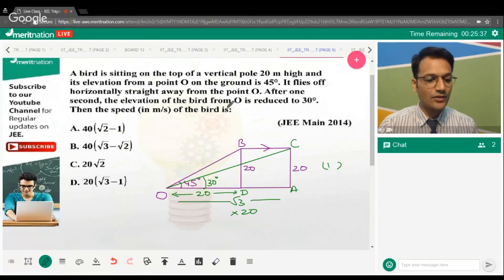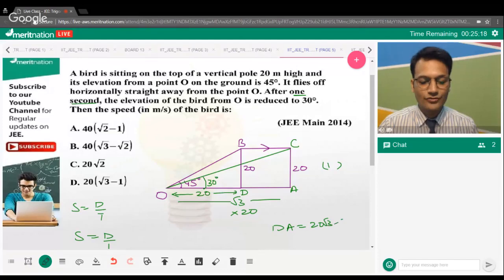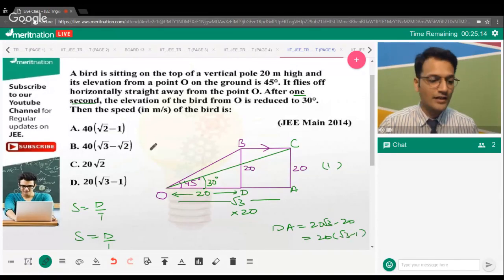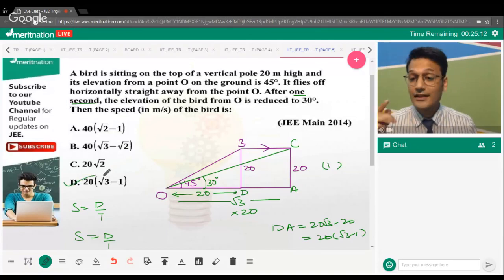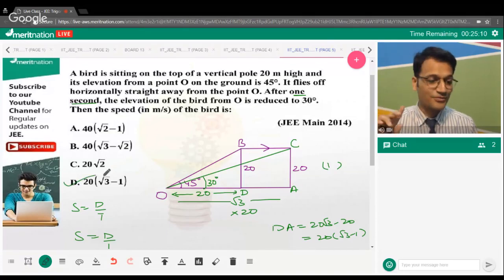We had to calculate what? We had to calculate the speed of the bird. So speed will be equal to the distance over here because it is in 1 second, right? We know speed is equal to distance upon time. Time is 1. So speed is equal to distance. So the distance from D to A, we can very easily see is 20 root 3 minus 20. That turns out to be 20 times root 3 minus 1. So 20 times root 3 minus 1. D is the answer.